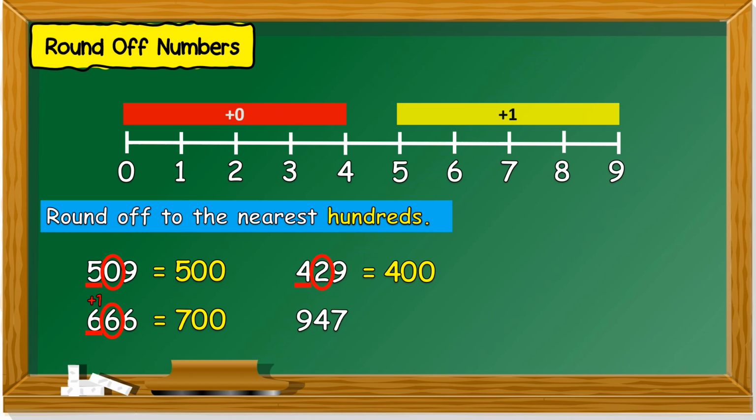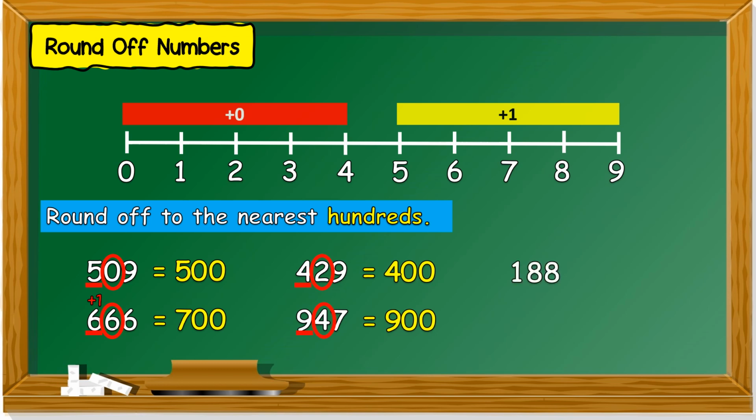Next example, 947. Place value of 100. The friend on the right is less than 5, so we plus 0. The answer is 900.